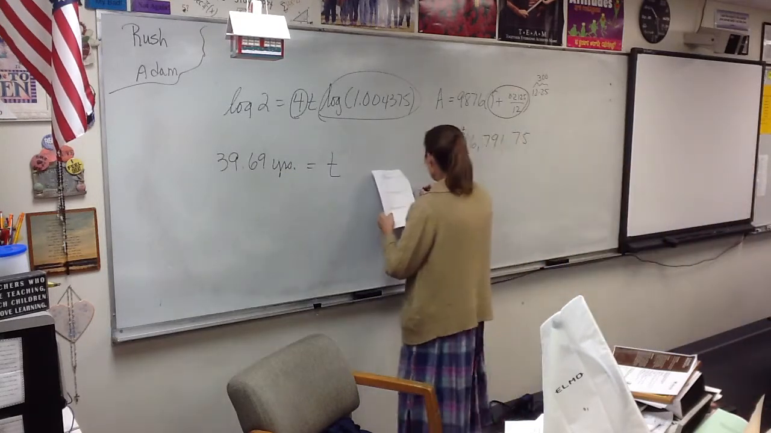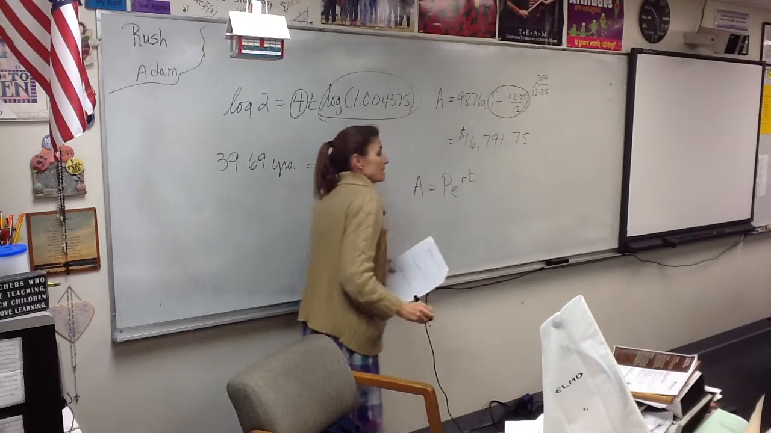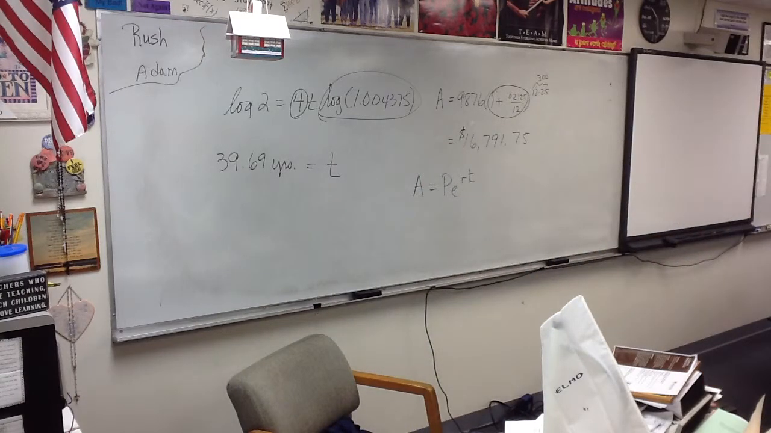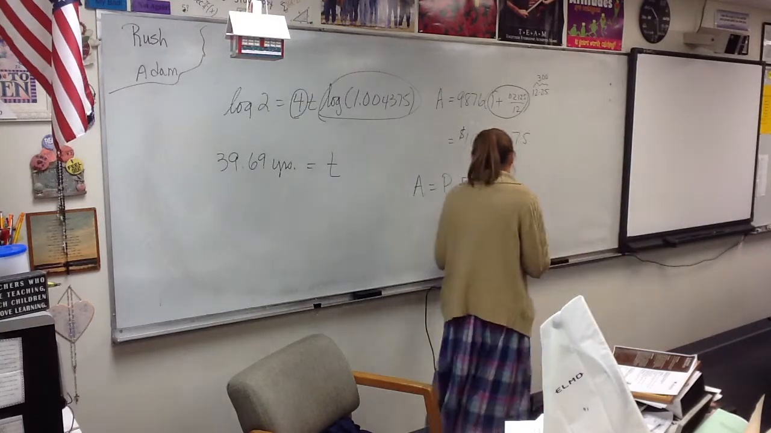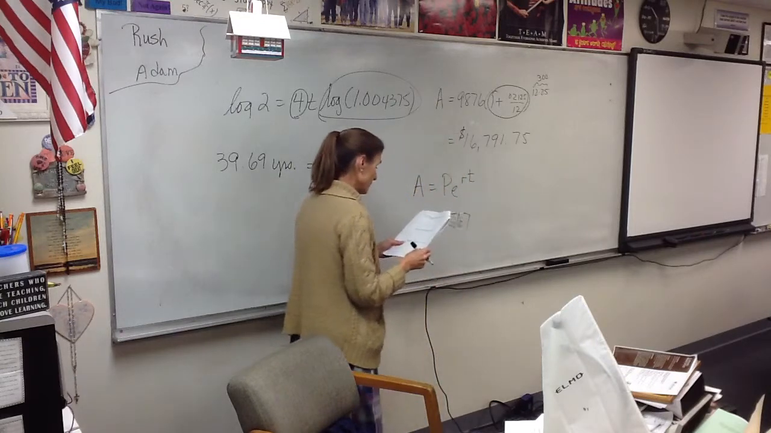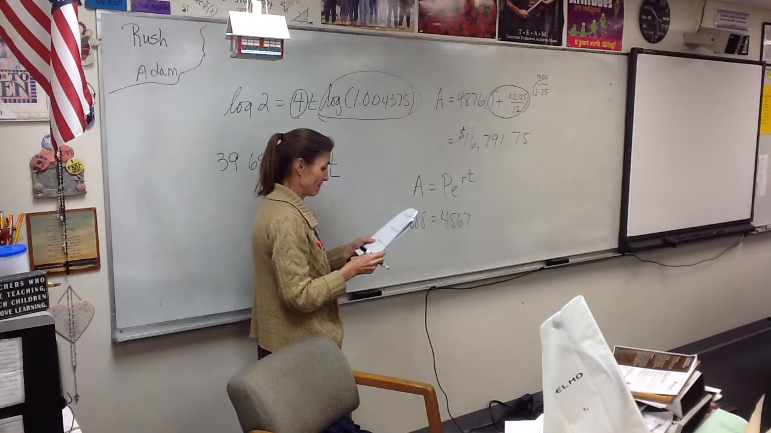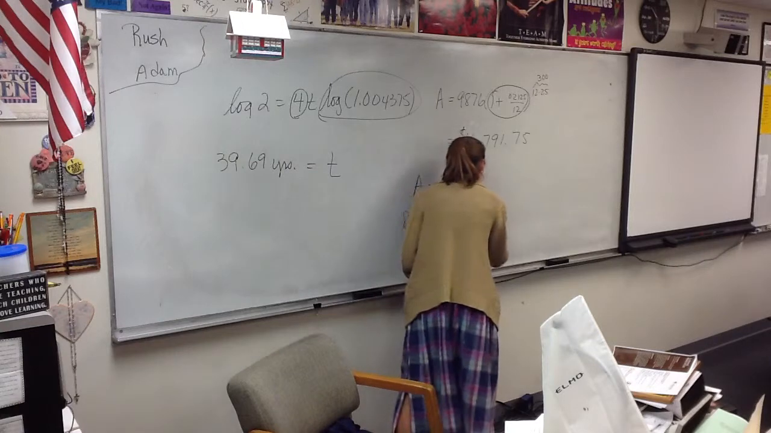Last one on this page. Does everybody recognize that the last one is a PERT formula? How come? It's not money. So 4567 is what I'm starting with. 8888 is what I'm ending with. e to the 0.234t.